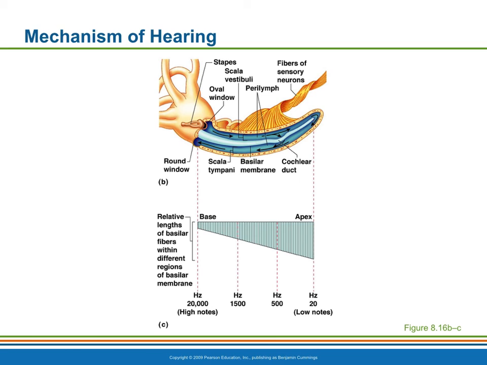stimulating particular hair cells and sensory neurons. In the bottom diagram, we can see that the length of the fibers spanning the basilar membrane tune specific regions to vibrate at specific frequencies. The higher tones are detected by shorter hair cells along the base of the basilar membrane, very similar to a pipe organ.